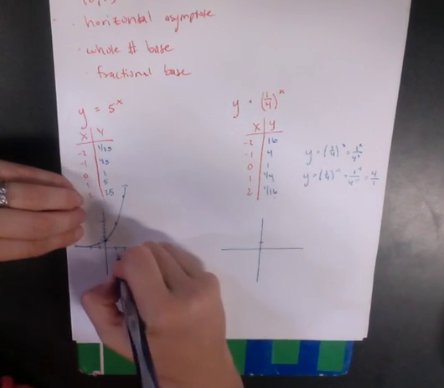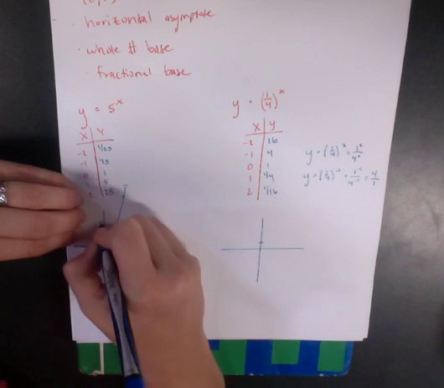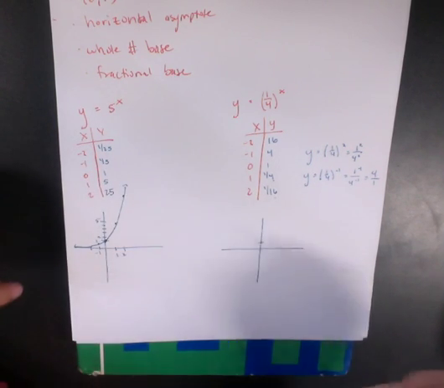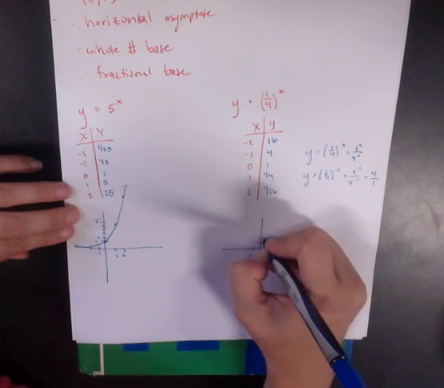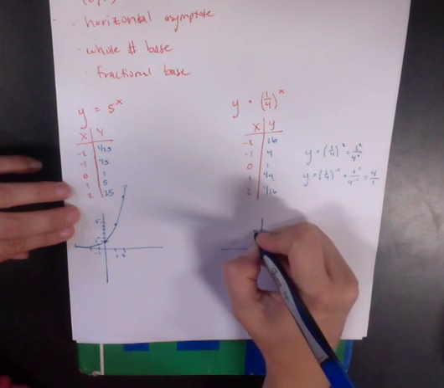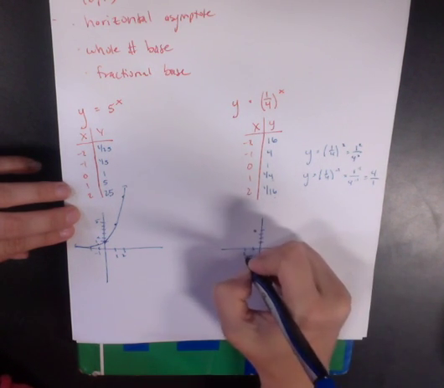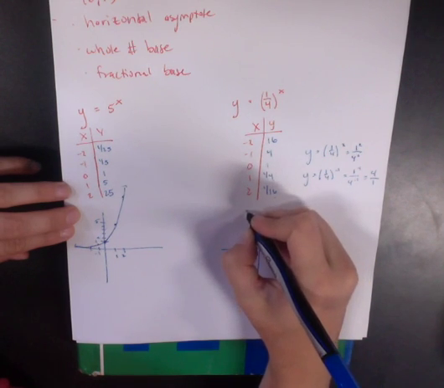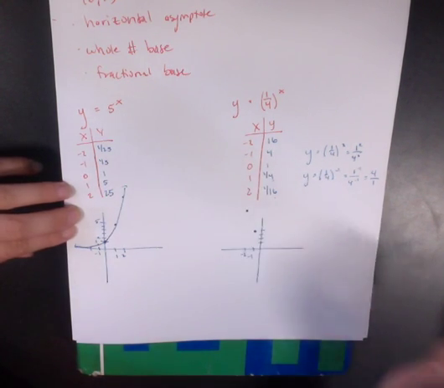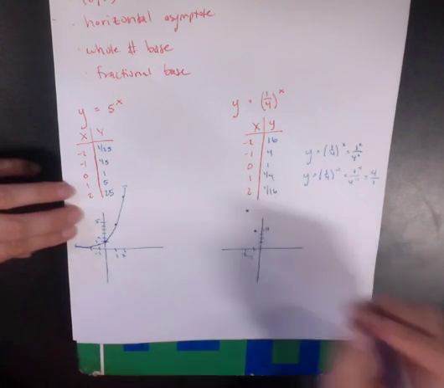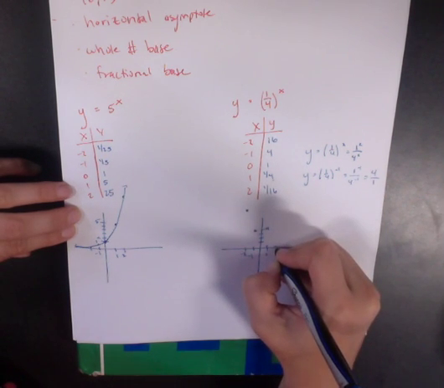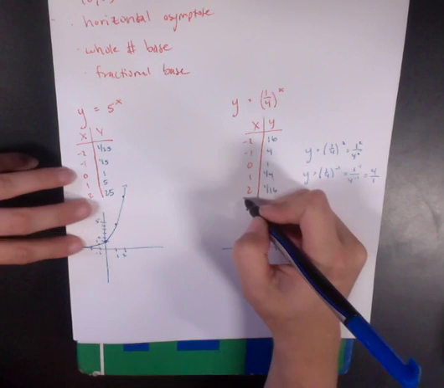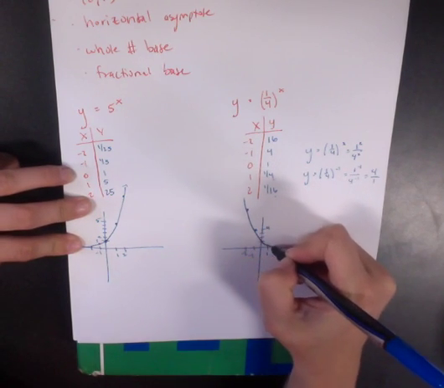Now let's look over here. Again, I go through 0, 1. And I made a bad mistake. I didn't label my graph. Always label your graph. Now, if I look at negative 1, I go through 4. Negative 2, I go through 16, which is going to be about up here. If I plug in 1, I go through a 4th. And if I plug in 2, I go through a 16th, which gives me a graph that looks like this.